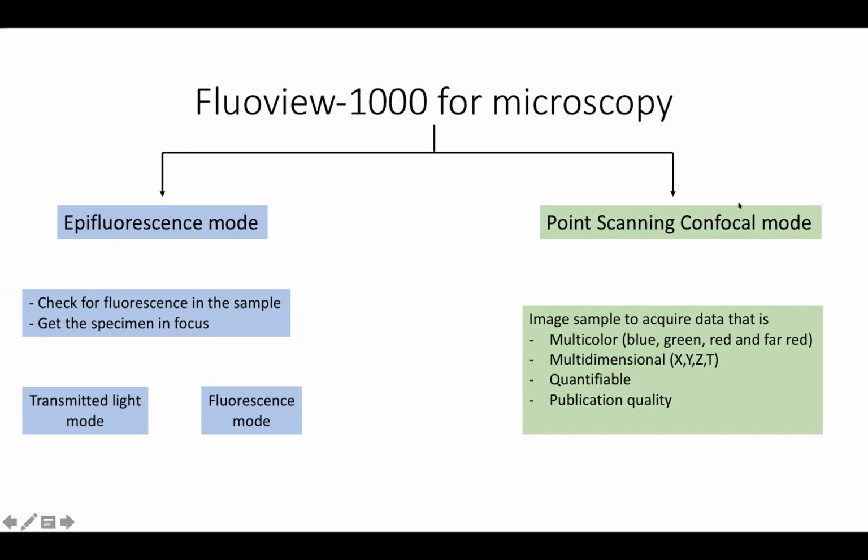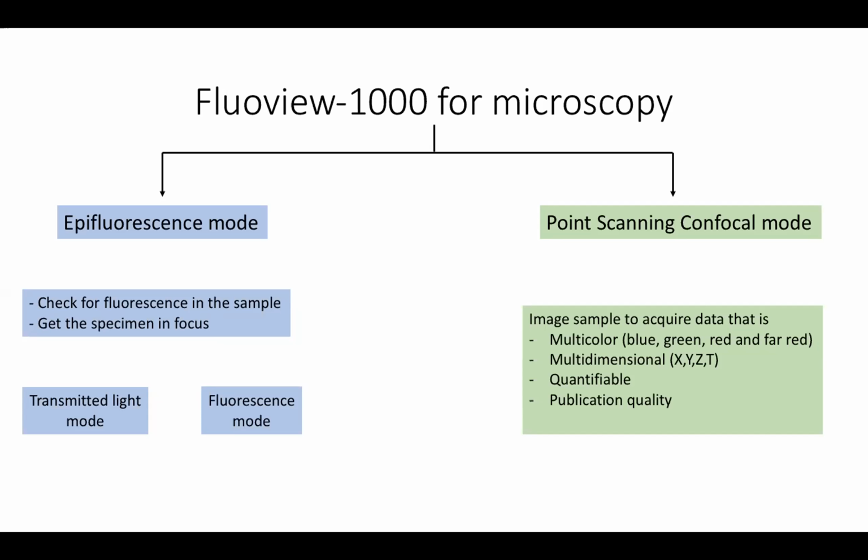The other is the point scanning confocal mode. And this is where you will be acquiring your sample in the multicolor that we talked about, right? Which is blue, green, red, and far red. And we can, in fact, image things like a cyan or yellow fluorescent protein if need be. But I don't think your fluorophores are that complex that you need to do something like this.